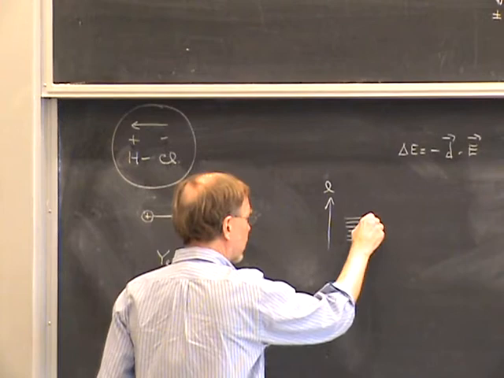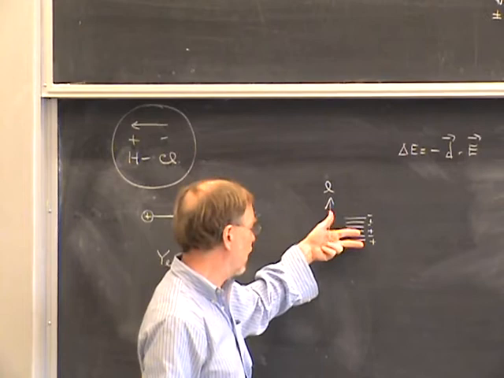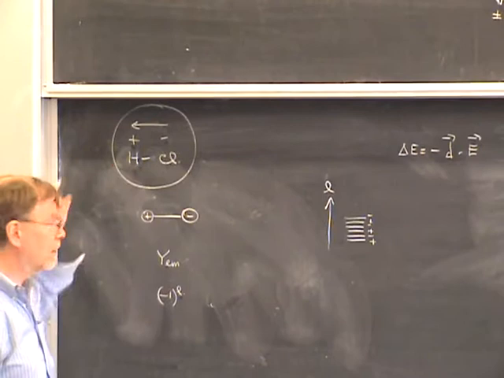And if you now put them in an electric field which is strong enough to overwhelm this small splitting between neighboring energy levels, you'll get significant mixing of the positive and negative parity states. And then it will start to behave as if it really does have a permanent electric dipole moment.